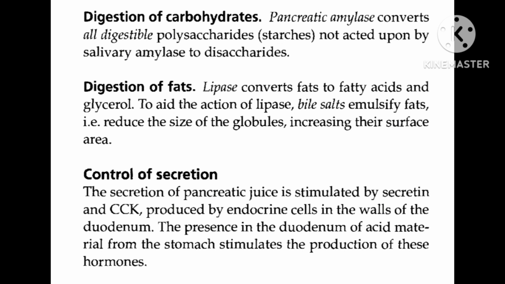Control of secretion. The secretion of pancreatic juice is stimulated by secretin and CCK produced by endocrine cells in the wall of the duodenum. The presence in the duodenum of acid material from the stomach stimulates the production of these hormones.